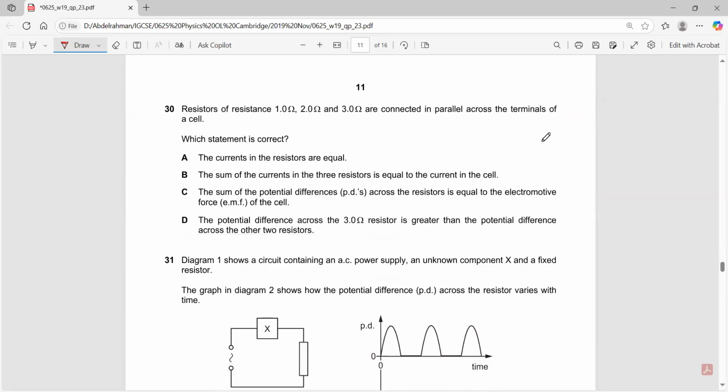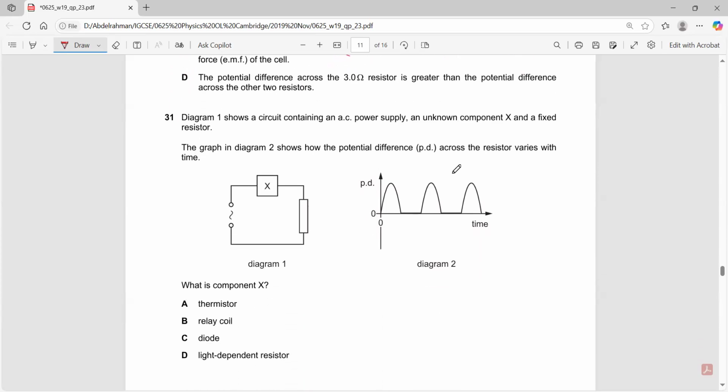Question 30. Resistors of resistance 1, 2, and 3 are connected in parallel. Which statement is correct? The currents in the resistors are equal. Can they be equal if they are in parallel? No, they cannot be equal. The sum of the currents in the 3 resistors is equal to the current in the cell. Yes, this is correct, because they are in parallel. The sum of the potential difference, no, this is wrong, because they all have the same potential difference.